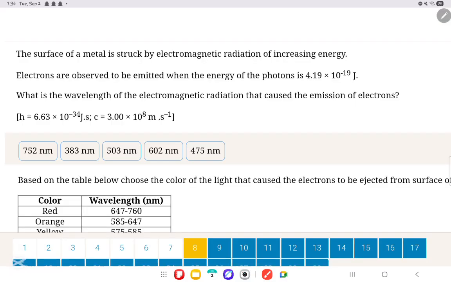Let's move on to question number 8. The surface of a metal is struck. Okay, look, here what you need to know is that we don't have too much time in the AMS, so you cannot read everything. Of course, you have to scan it, but don't take your time reading every single word. Scan it, see what we need to find. So over here, we will write what we need to find, and what is given, we will write it over here.